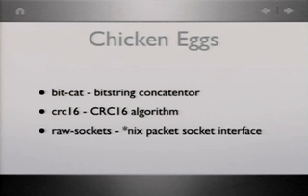Bitcat is a bitstring concatenator, which is useful if you have a lot of 13-bit fields, 1-bit fields, 32-bit fields that you need to stick together in a byte buffer. CRC16 is just the CRC16 algorithm, and raw sockets is an interface to the packet socket interface on BSD or Unix platforms. Currently, I've tested it on Linux and also on OS X. I did not write a packet socket driver for Windows. I don't actually have a Windows box.